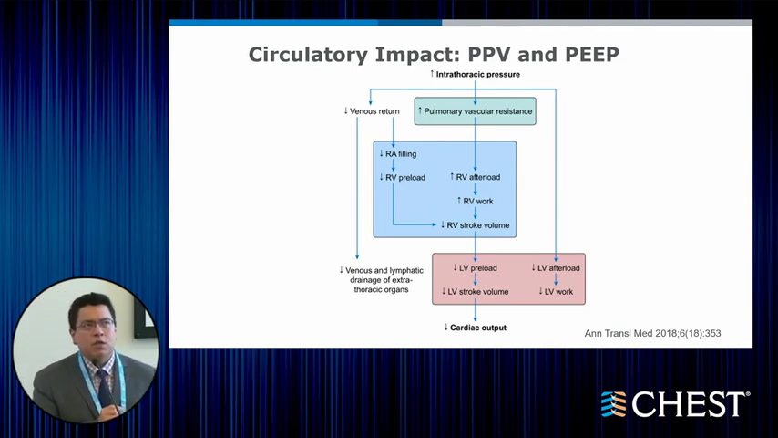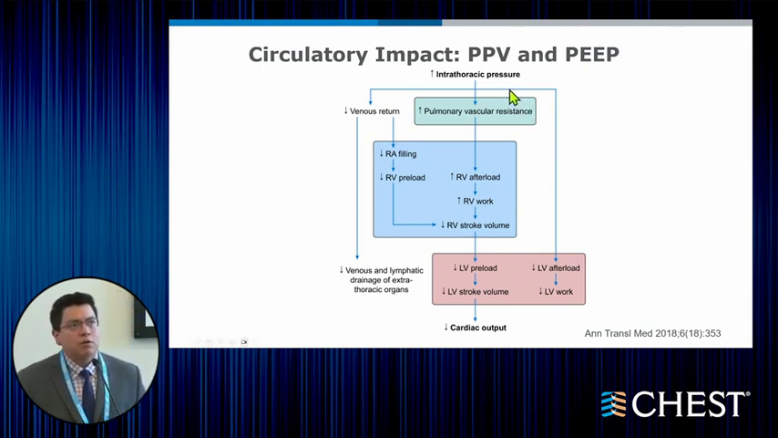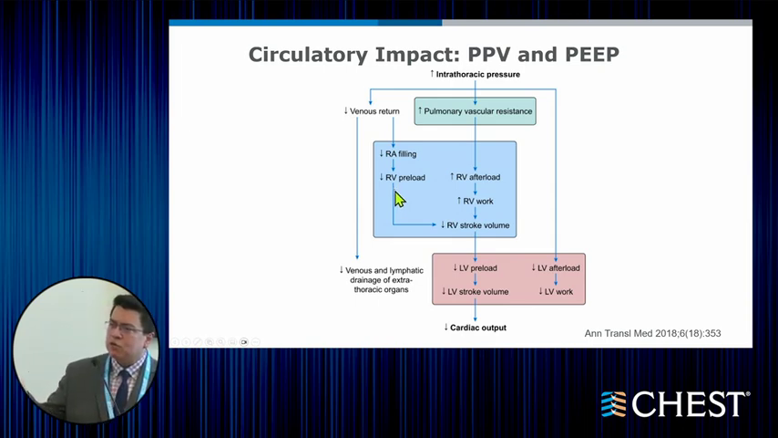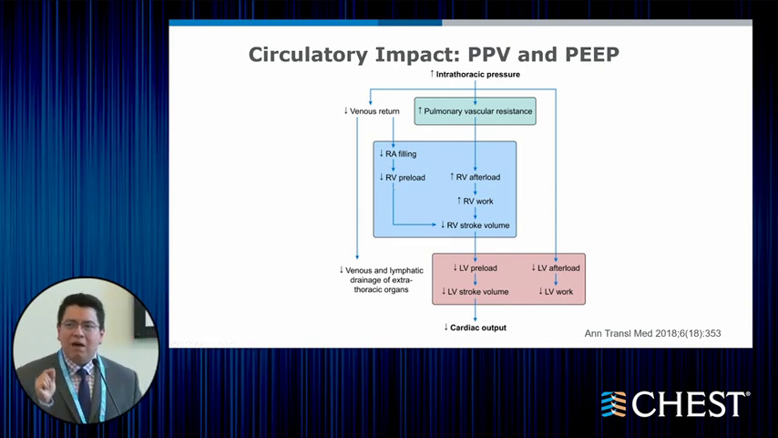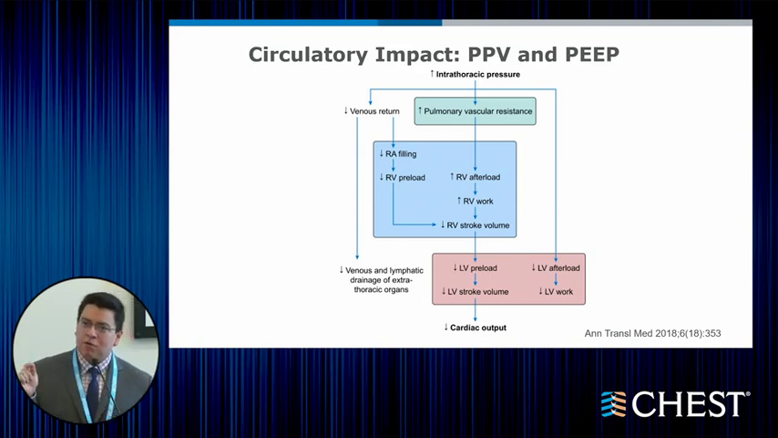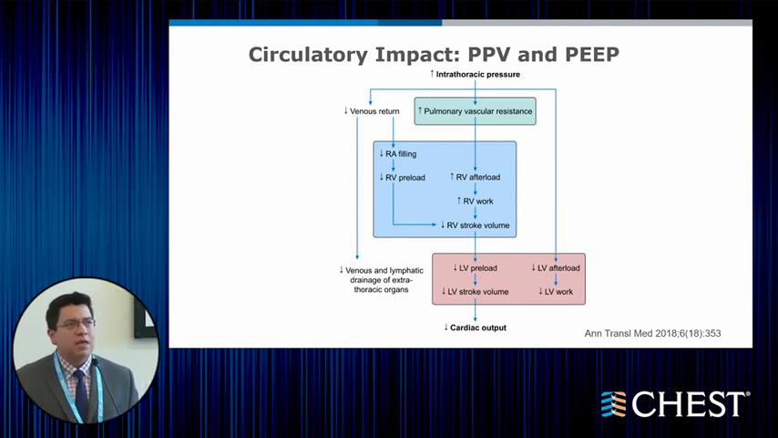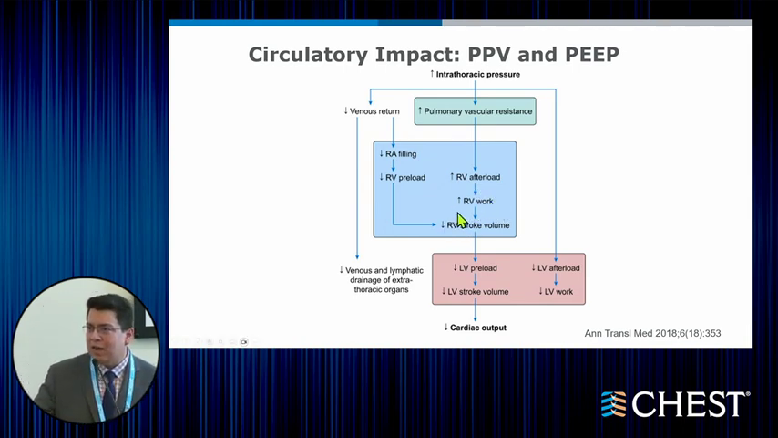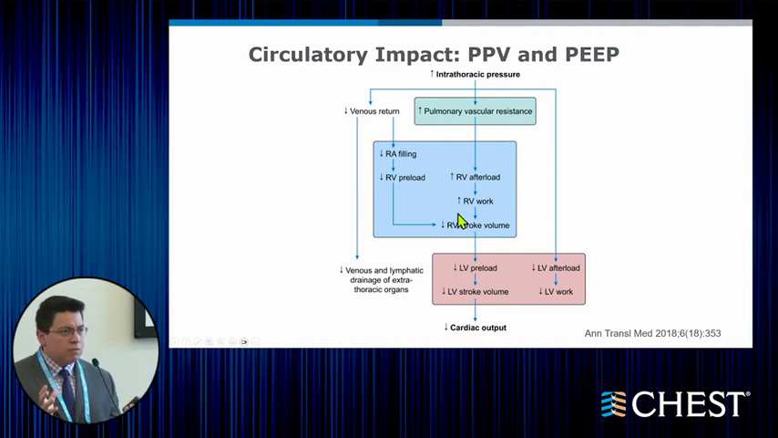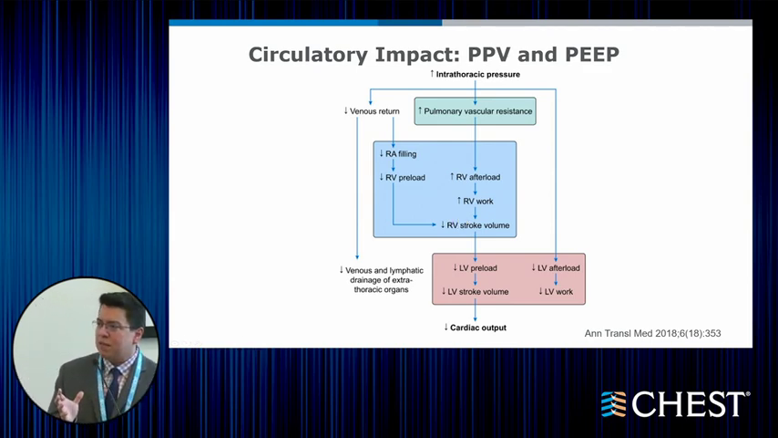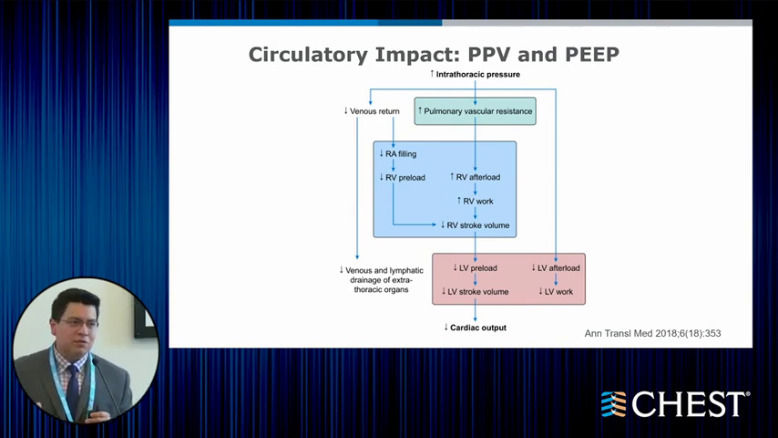Finally, I'm going to discuss with you briefly over the last 2 minutes the circulatory impact of positive airway pressure. So intrathoracic pressure is going to reduce your venous return and therefore reduce your RV preload. However, as we're going to see shortly, your right ventricular afterload is going to increase because of an increment in pulmonary vascular resistance. So that might end up in increased RV work and a reduction in RV stroke volume, right? Because of ventricular interdependence, anything that happens on the right side is going to be translated to the left.